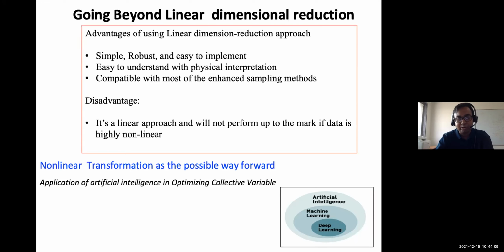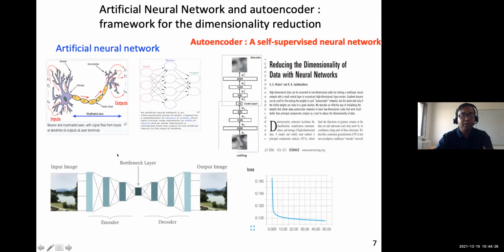is that the approaches of artificial intelligence are becoming more popular, so that we can optimize the collective variables. As a result, this approach of machine learning, and most importantly deep learning, is becoming very, very common these days. So we thought, why don't we try to think along that particular line? One of the ways we can think about it is to use these approaches of artificial neural networks, and especially autoencoders, for dimensionality reduction.